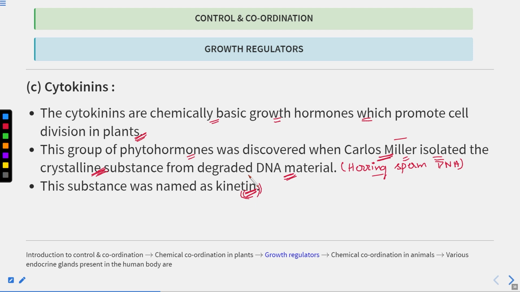All of these three are growth promoters. Now in the next lecture, we'll talk about the discovery of the two other hormones, abscisic acid as well as ethylene. Both of these hormones are growth inhibitors, and we'll also talk about the functions of these hormones. Then we'll talk about chemical coordination in animals as well, and later on, the endocrine glands that are present in the human body.